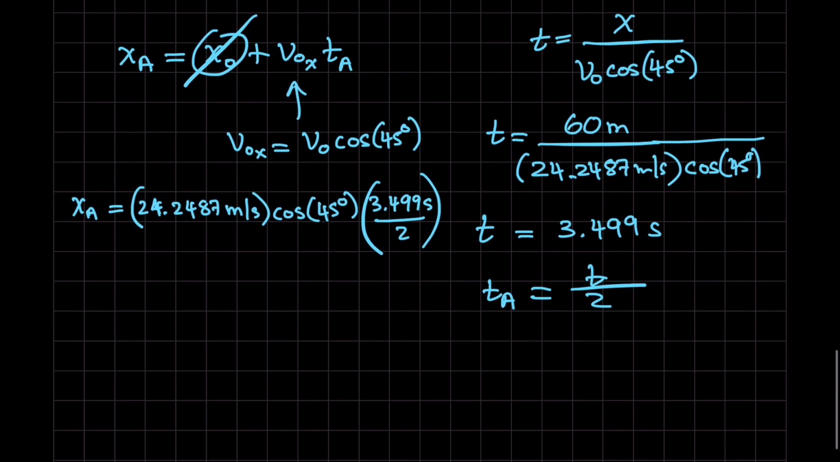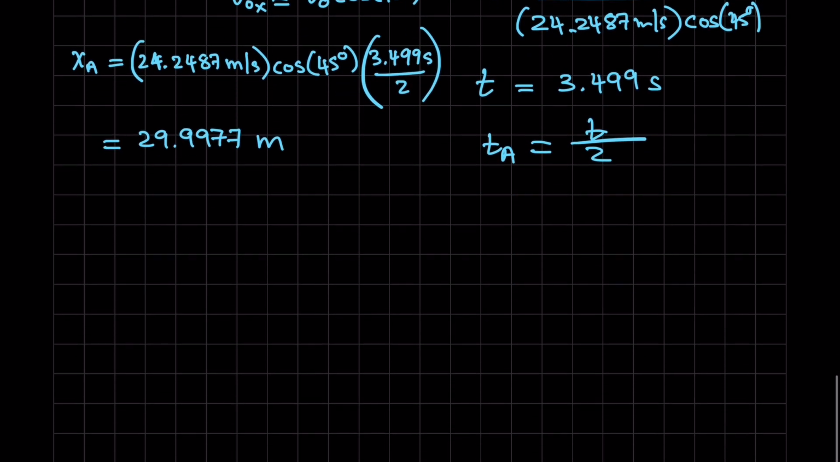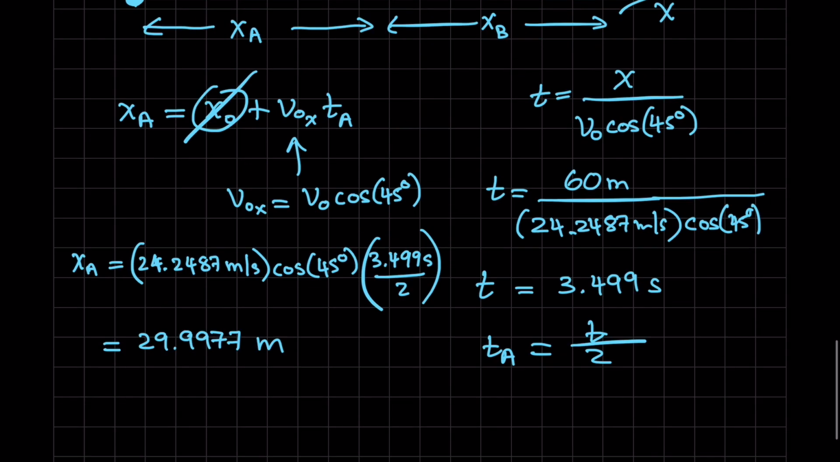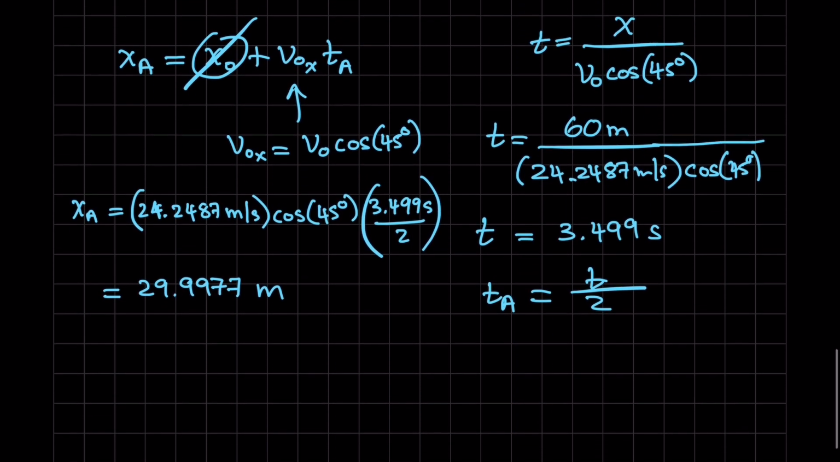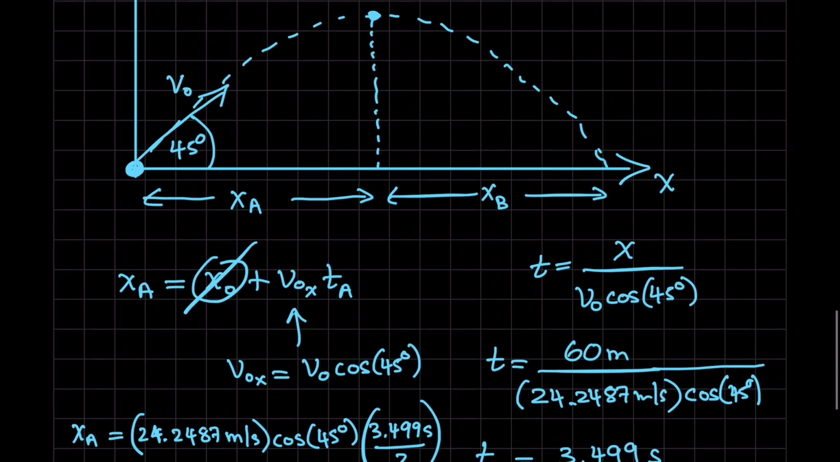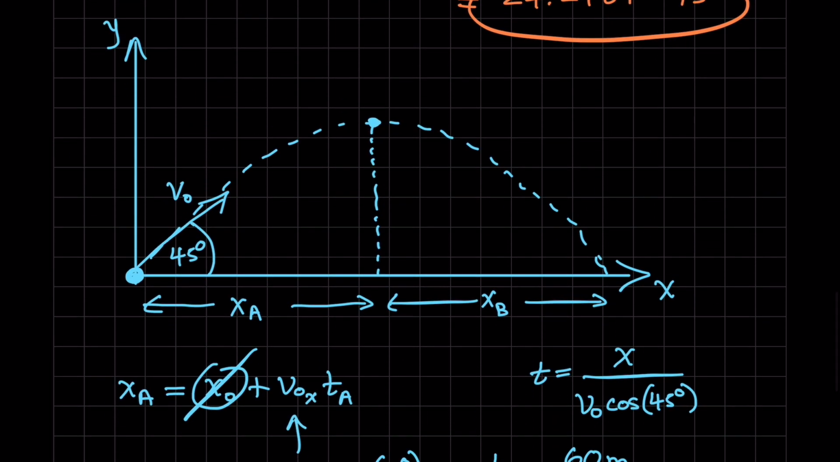Okay, so putting that together, what we're going to get is 29.9977 meters. I'm carrying more decimal places just for accuracy, right? If you cut the decimal short, you'll get slightly different numbers. Okay, so we have the XA part. We need to go do the XB part, right? Okay, to do the XB part, what do we need?